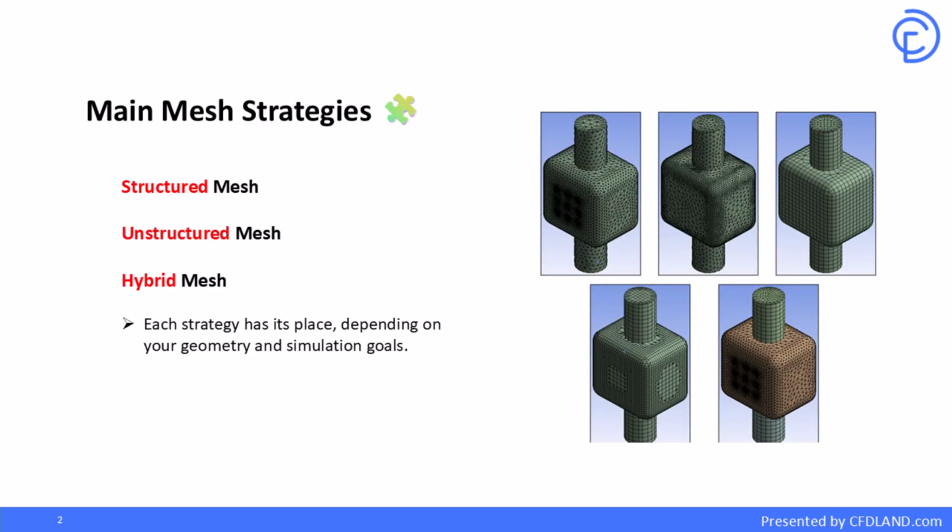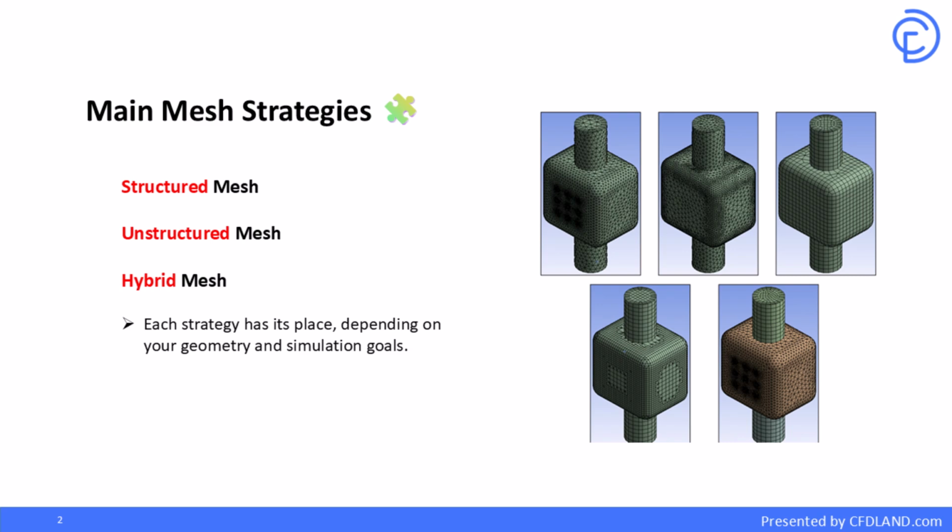Alright, so when we talk about creating a mesh, we're not just randomly throwing elements at our geometry. There are actual strategies involved. At a high level, we can group this into three main mesh strategies. First up, we have the structured grid. The easiest way to think about this is like a perfectly ordered grid. Imagine a sheet of graph paper. All the elements line up neatly and they have a very regular, predictable connection with their neighbors. Super organized.